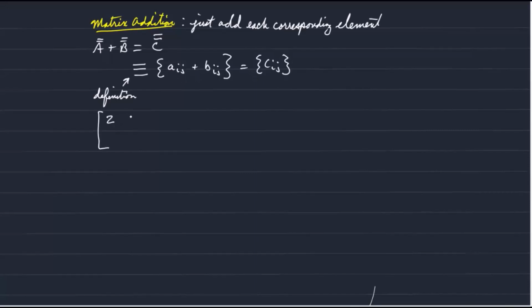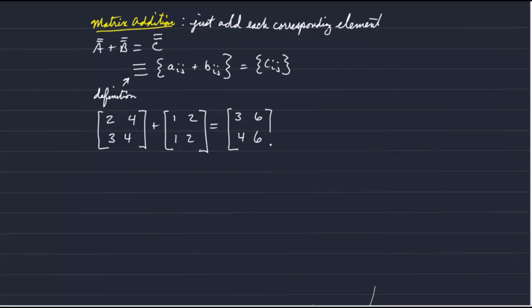So an example is if we had a 2 by 2 matrix, such as this. Let's call that A, for example. And our second matrix is another 2 by 2 matrix. Then the sum is 2 plus 1 is 3, 4 plus 2 is 6, 3 plus 1 is 4, and 4 plus 2 is 6. And you should notice that in order to perform this operation, A and B must be of the same form.